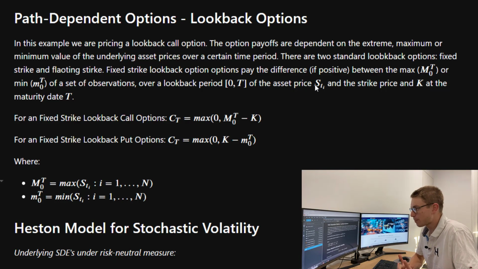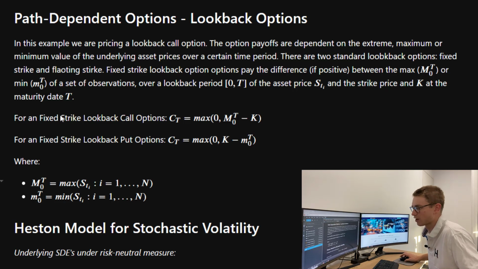So first off, path-dependent options with a look-back option. A look-back option's payoff is dependent on the extreme, so the maximum or minimum values of the underlying asset over a certain time period. There are two standard look-back options. We've got the fixed strike and the floating strike. Today we're going to be looking at the fixed strike look-back options. And this pays the difference, if positive, between the maximum or the minimum of the set of observations over a given look-back period of the asset price to the strike K at time T.